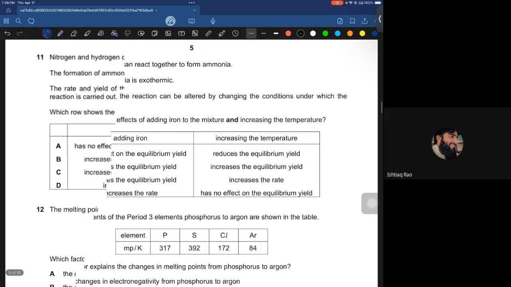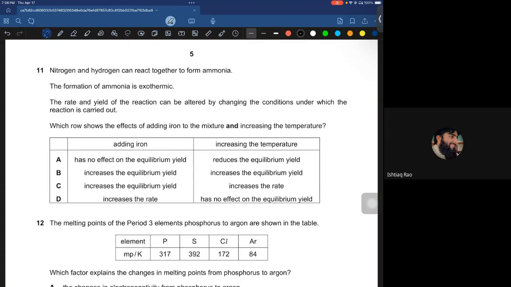Then question 11 says nitrogen and hydrogen can react together to form ammonia. The formation of ammonia is exothermic. The rate and yield of the reaction can be altered by changing the conditions under which the reaction is carried out. Which row shows the effects of adding iron to the mixture and increasing the temperature? So this was your equation. Basically, this is the Haber process in which ammonia is formed. They are saying that the reaction is exothermic.